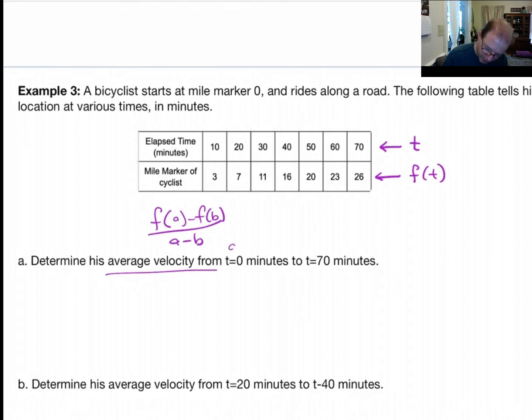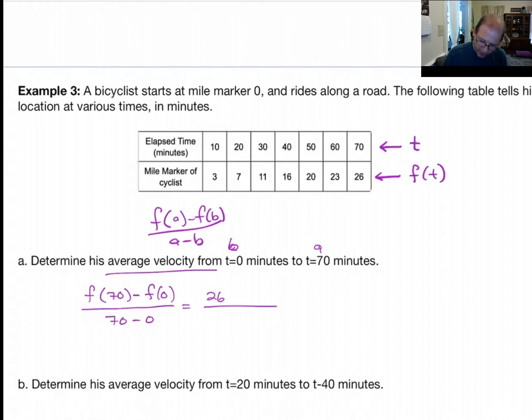In this case, our a and b are here. So his average velocity from t equals 0 to t equals 70, we just need to pull those numbers off of the table. We've got f of 70 minus f of 0 over 70 minus 0. So f of 70 is 26. F of 0, 0 is not on the table, but they told us up here that mile marker 0 is where he starts. So even though they didn't tell us, we know that 0, 0 is one of the points up here.